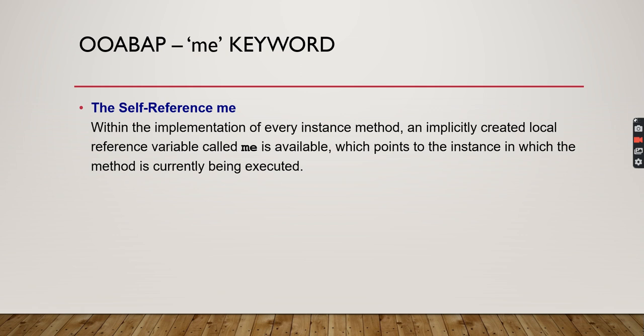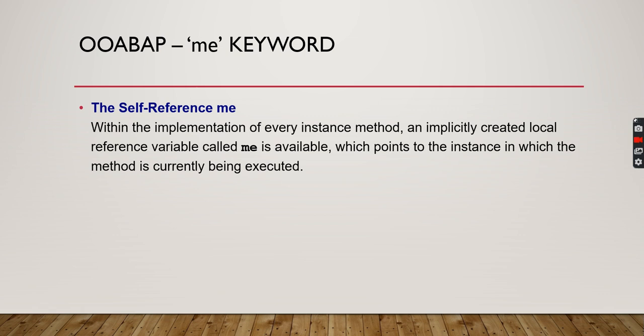So if we go through the basic definition given by SAP, it states that within the implementation of every instance method, an implicitly created local reference variable called me is available, which points to the instance in which the method is currently being executed. Okay, so this is bookish knowledge. Let me tell you in very simple terms.